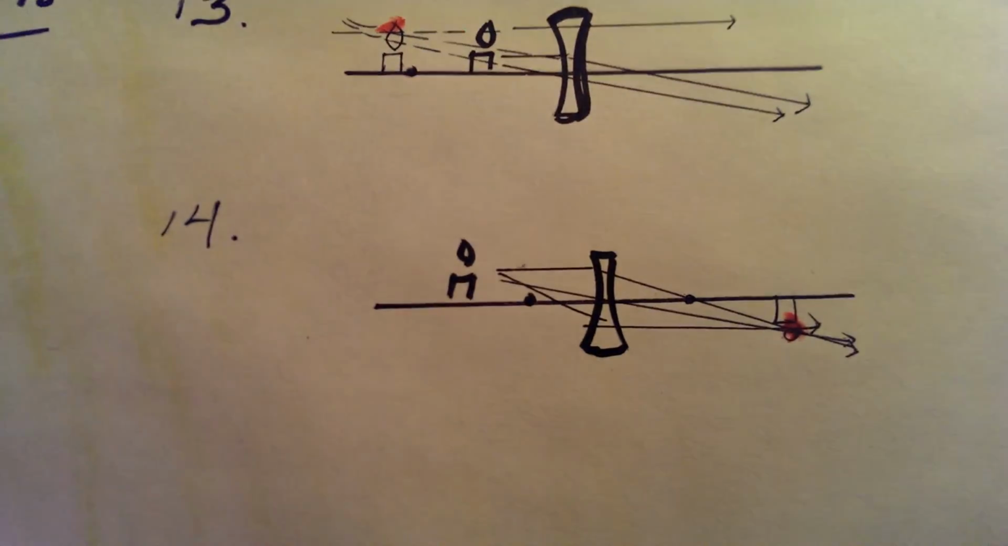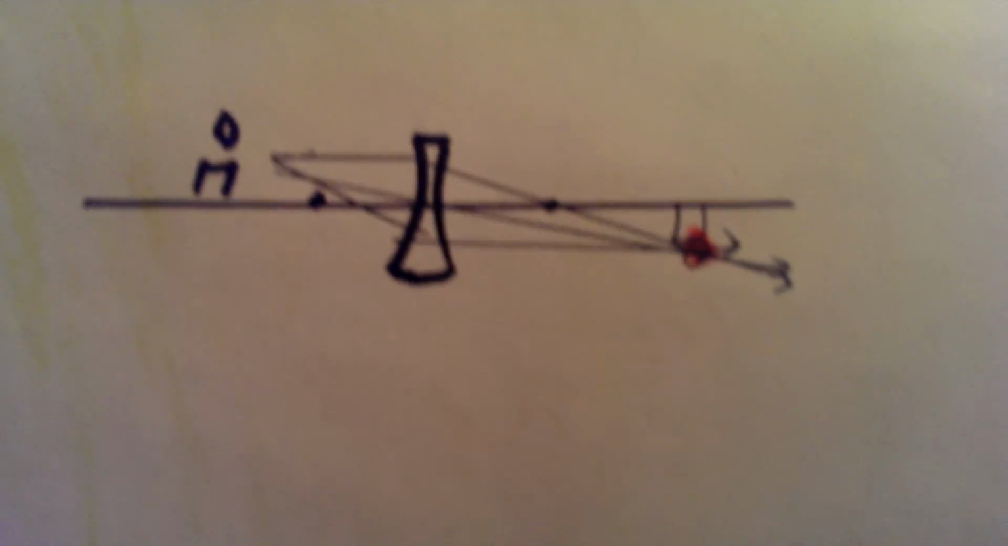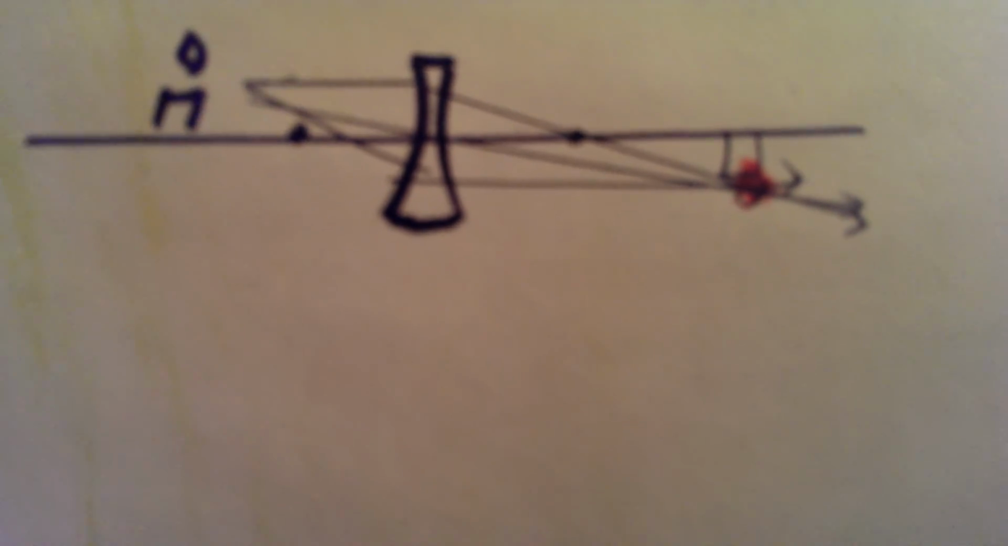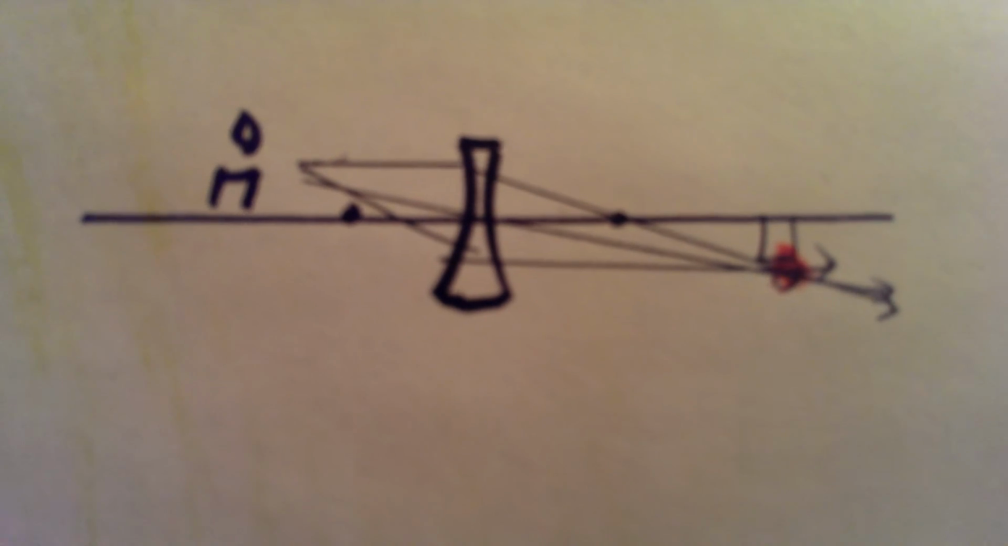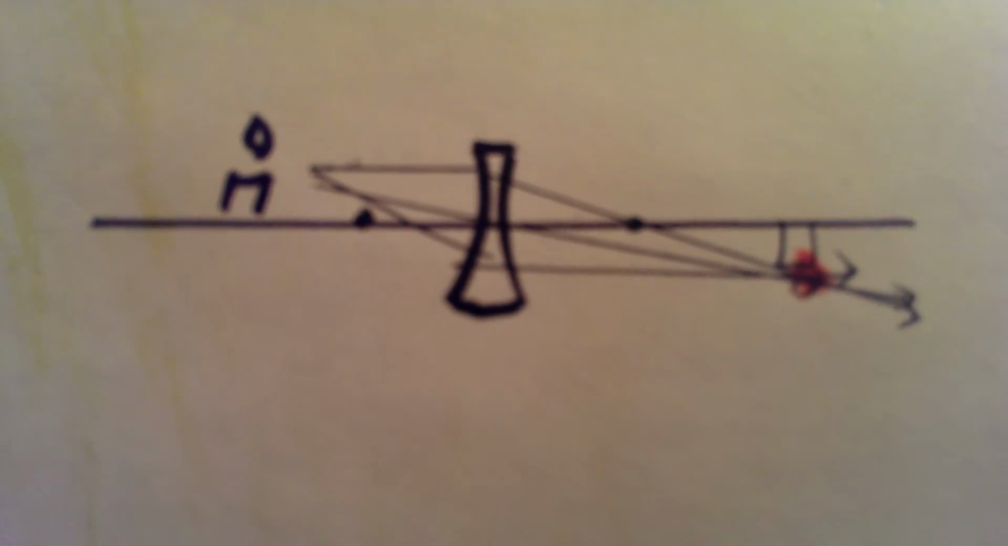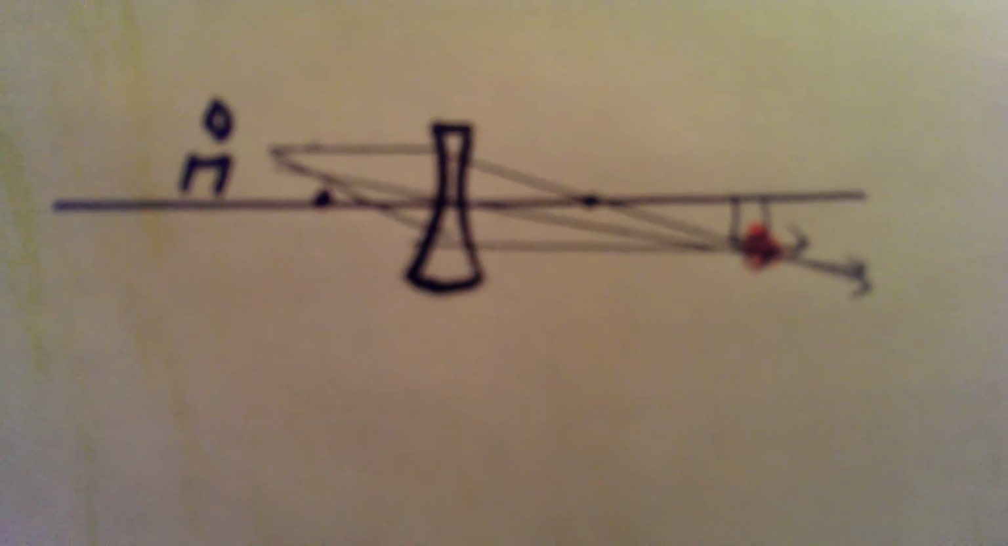And that's number 13. And then number 14, we end up with, because it's outside of the focal length, an upside down image, because that's where they all meet. That's where all 3 meet, and that's because you're outside of the focal length of this lens. That's exam 8, and hopefully exam 9 is a lot better.